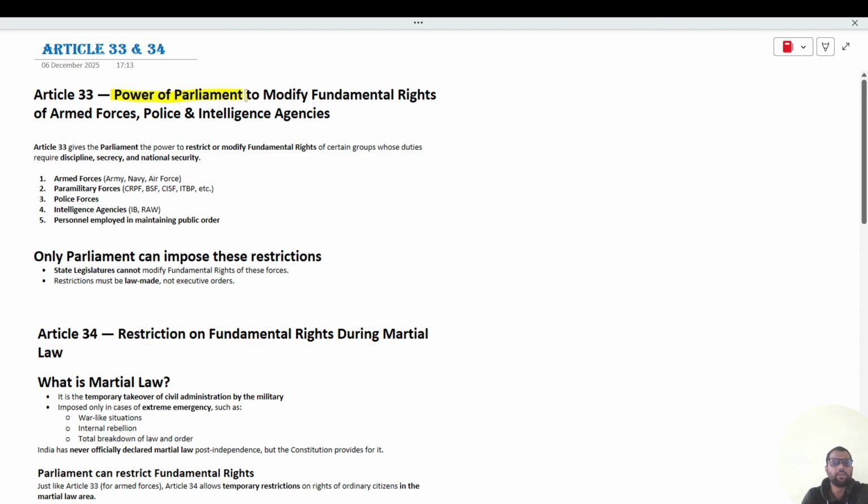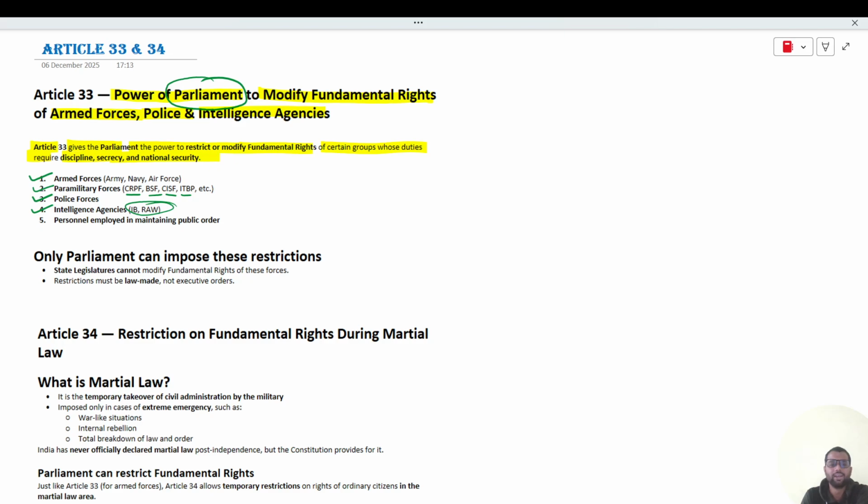So, Article 33 describes the power of the Parliament. Remember, it is the power of the Parliament to modify the fundamental rights with respect to armed forces, police, and intelligence agencies. That means Article 33 gives Parliament the power to restrict or modify fundamental rights of certain groups whose duties require discipline, secrecy, and national security. For example, we have the armed forces in which we have the Army, Navy, Air Force, paramilitary forces, that is CRPF, BSF, CISF, ITBP. Then we have the police forces, and intelligence agencies like IB and RAW.